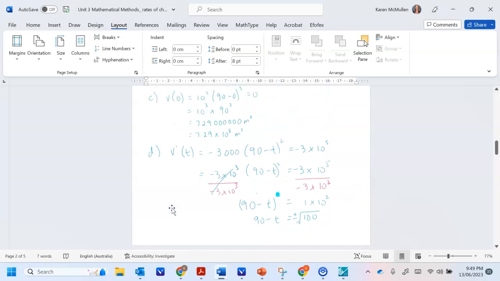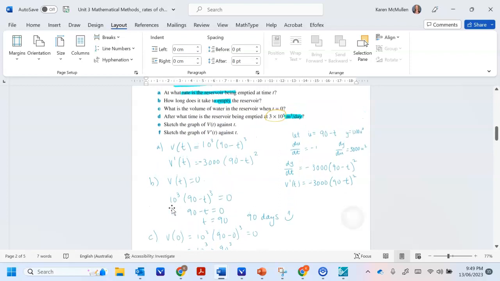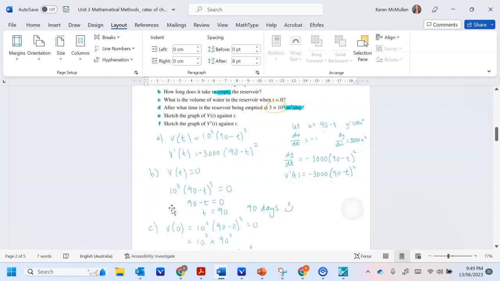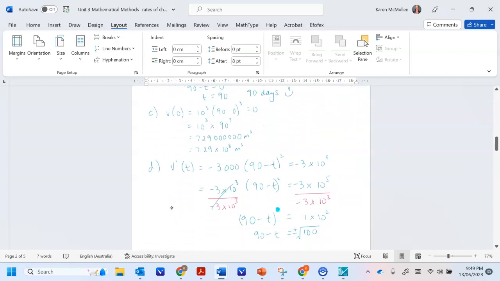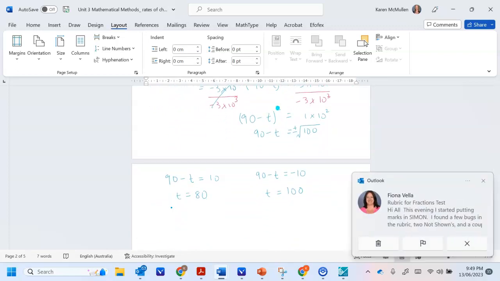What was the question again? After what time is the reservoir being emptied? Okay, so we know at a rate, after what time? So we know it's empty after 90 days. So we can't have 100 because it's already emptied.